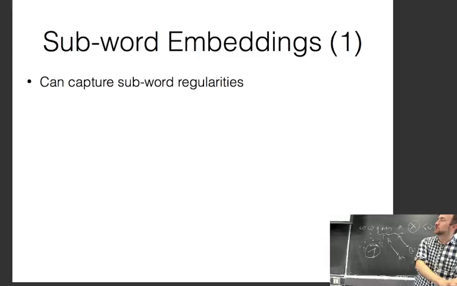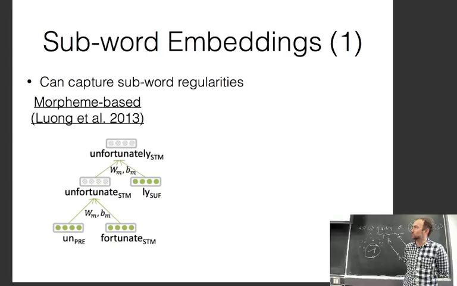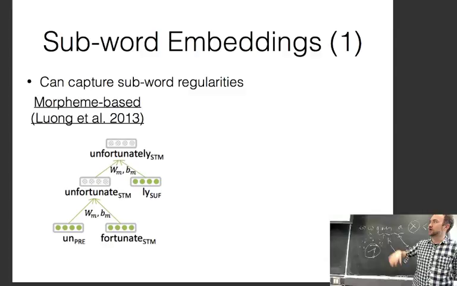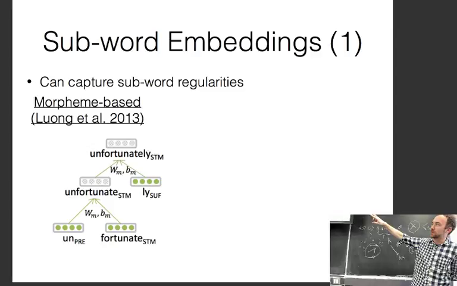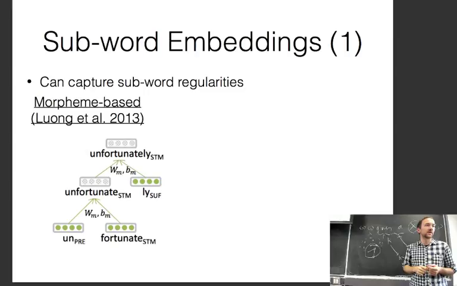The first way that people tried to do this within the neural prediction-based frameworks anyway is morpheme-based models. They had this nice model with a recursive tree structure, a model of morphology, where you split it up into un and fortunate, and then you combine them into unfortunate. Then you had unfortunate and ly, and you combine them into unfortunately. So it was kind of a recursive neural network model. This was in 2013.